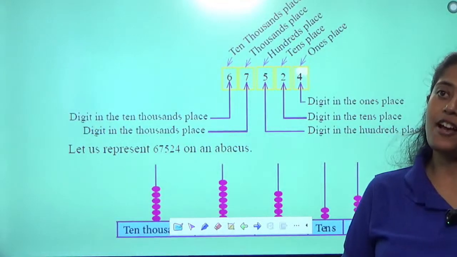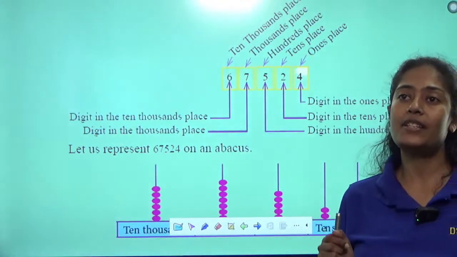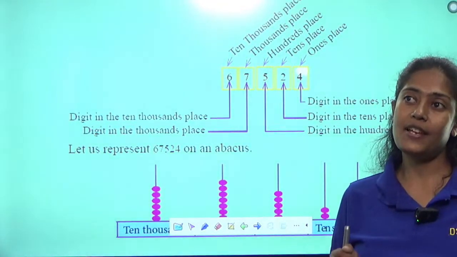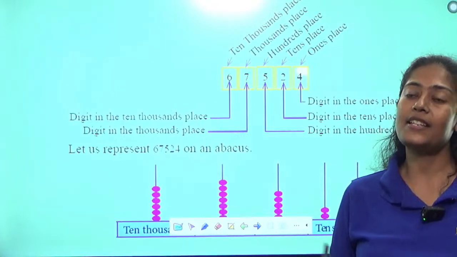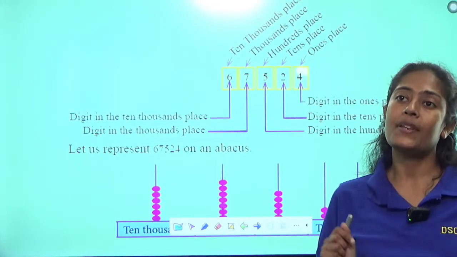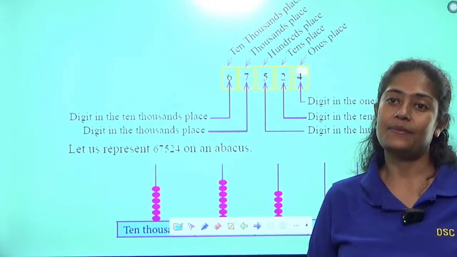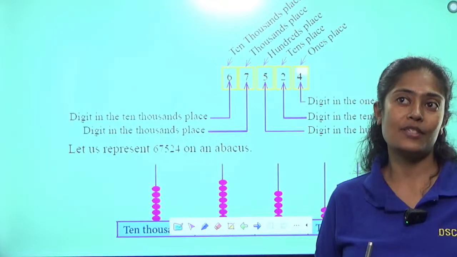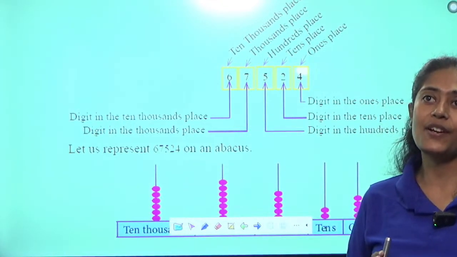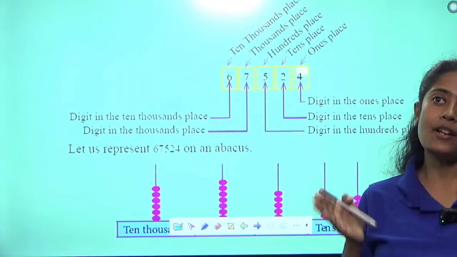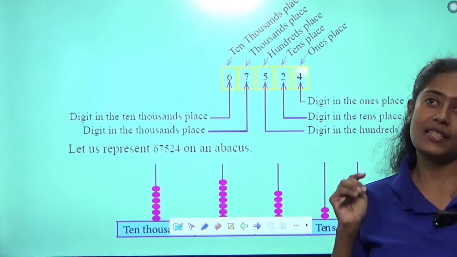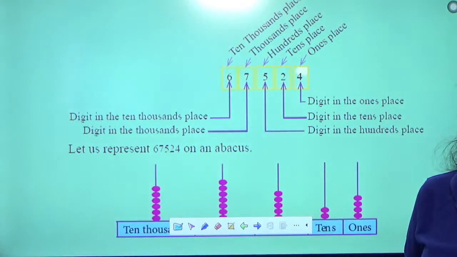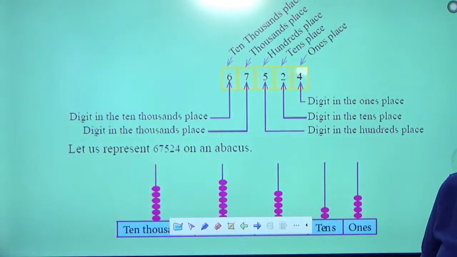500. Yes, 500. Then what is the value of the digit in thousands place? 7,000. Then last one, what is the value of the digit in the 10,000 place? 60,000, not 6,000. 10,000 into 6, then 60,000. Is that okay? Yes, that is clear for you, no?